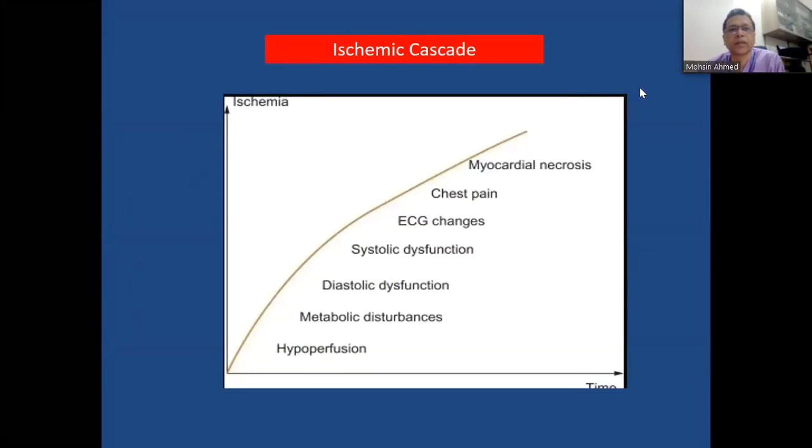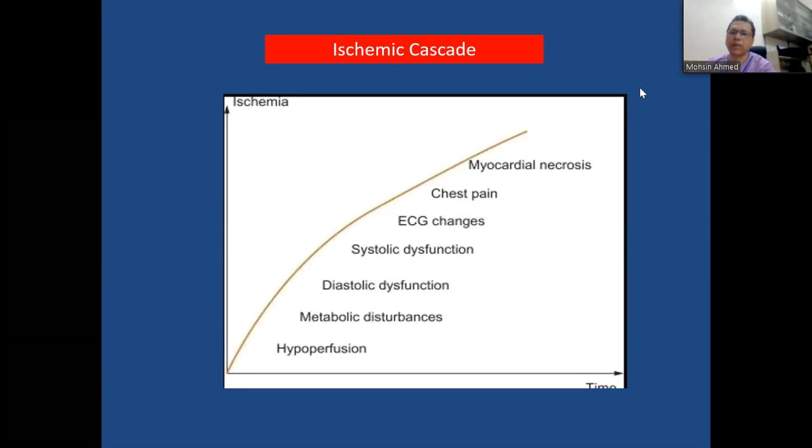So you should know the ischemic cascade for the examination. How is the ischemic cascade going on? You should know this: first hypoperfusion, then metabolic disturbance, then ischemic dysfunction, then chest pain, and then myocardial necrosis. So chest pain comes in the later stages. You should diagnose the chest pain and immediately start treatment.